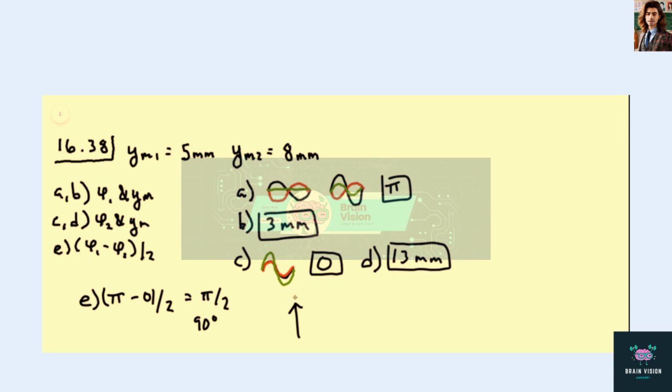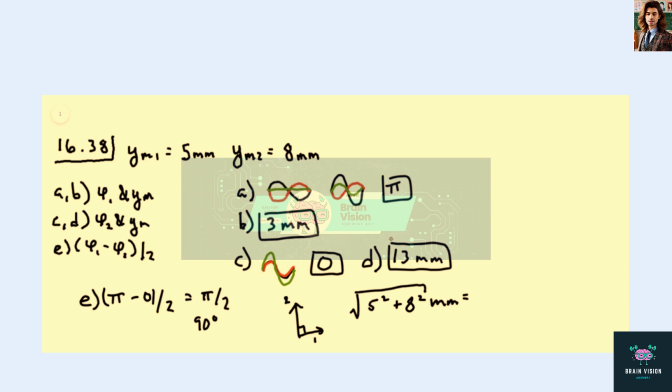So then if we think about these two waves as being phasors, let's call that one 2 and this one 1, for example, then the resultant between them is just the hypotenuse of this right triangle that they're forming, because of just the rules of vector addition. So then this is 9.4 millimeters.